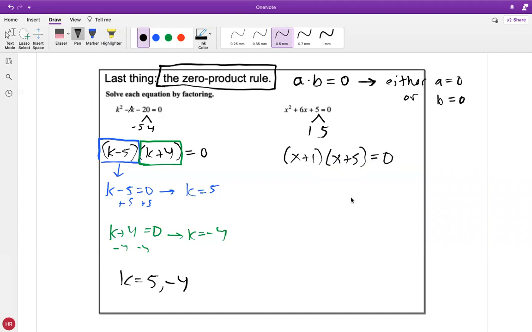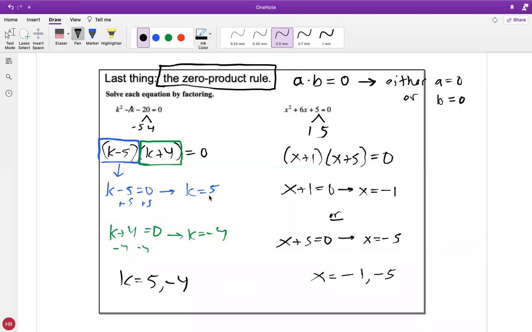That doesn't go away. And now I use this rule again. If this times this equals 0, then either the first one is 0, which means x equals negative 1, or x plus 5 is 0, which means x equals negative 5. So my two answers are x equals negative 1 and negative 5.